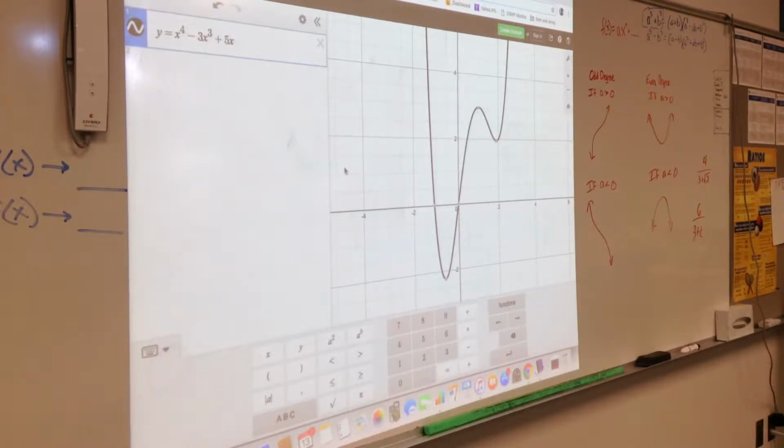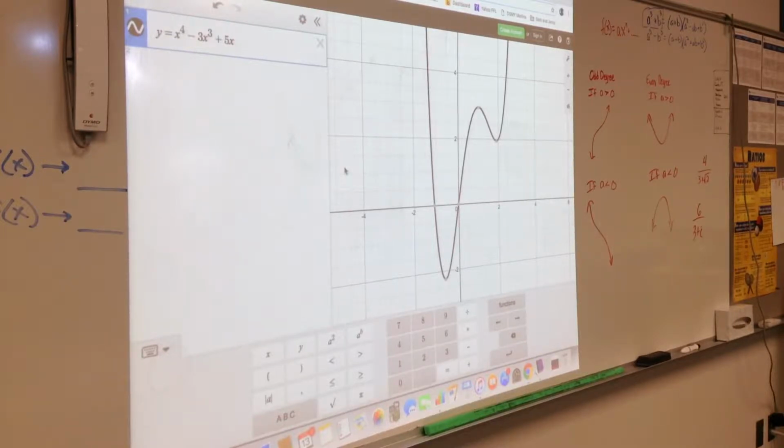How many zeros will it have total? 4, because that's the highest degree, that's the highest power, right? Okay. But now looking at the graph, I can tell you that 2 of the zeros are what type of numbers, and then the other 2 must have to be what type of numbers? 2 imaginary and 2 real.